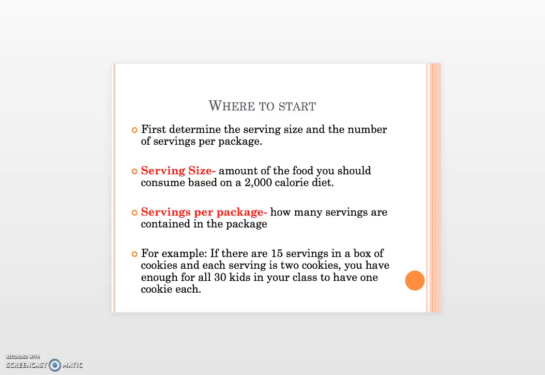Where to start? First, we want to determine the serving size and the number of servings per package. The serving size is the amount of food that you should consume based on a 2,000 calorie diet. The servings per package are how many servings are contained in that package. So for example, if there are 15 servings in a box of cookies and each serving is 2 cookies, you have enough for all 30 kids in your class to have 1 cookie each.